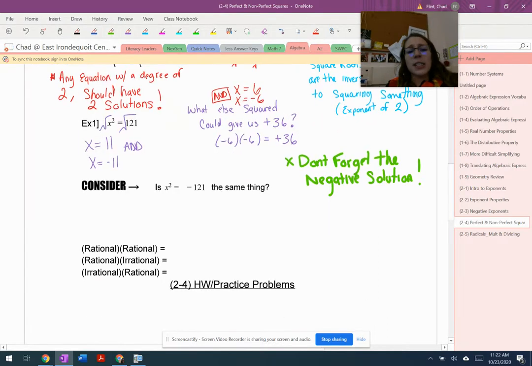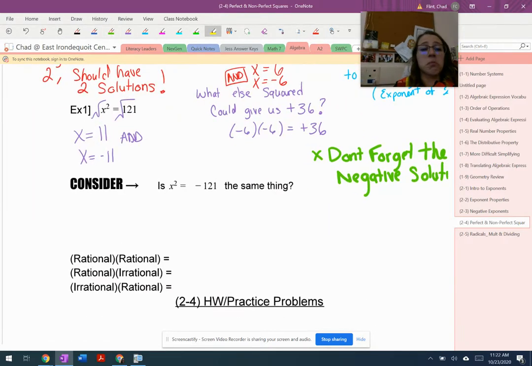Okay, so now let's consider this. Is x squared equals negative 121 the same thing as our first example there? So now in the first example, that was telling us what number times itself could give us a positive 121. The difference here is that we have this little negative 121. Is there any number that I could multiply by itself and get negative 121?